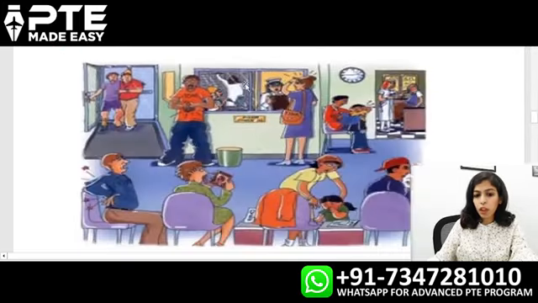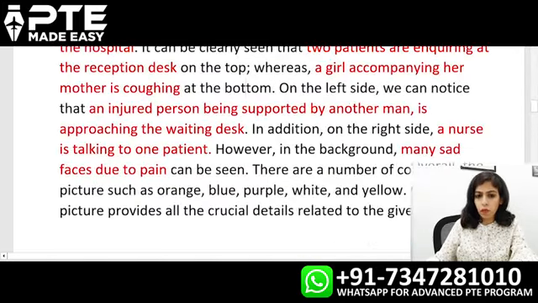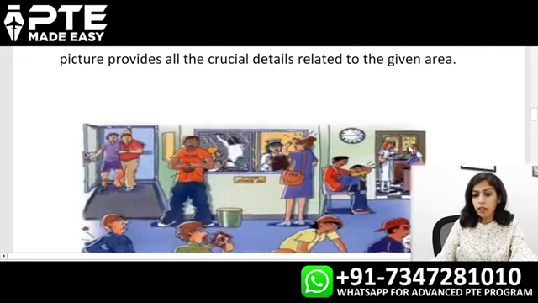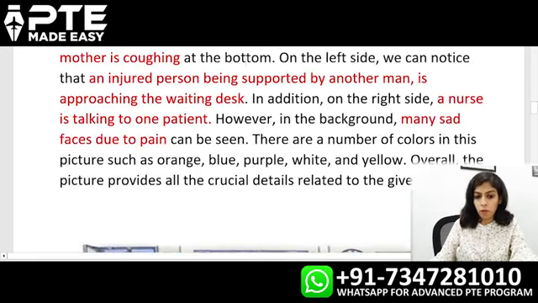Now we have explained top and bottom. Now on the left side, what is happening on the left side? On the left side, we can notice that an injured person being supported by another man is approaching the waiting desk. So this is what is happening on the left side. Last but not the least, in addition, on the right side, a nurse is talking to one patient. A nurse is talking to one patient, or she's filling up the form for a patient.